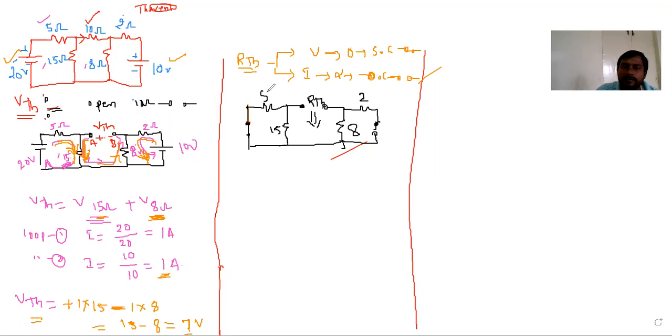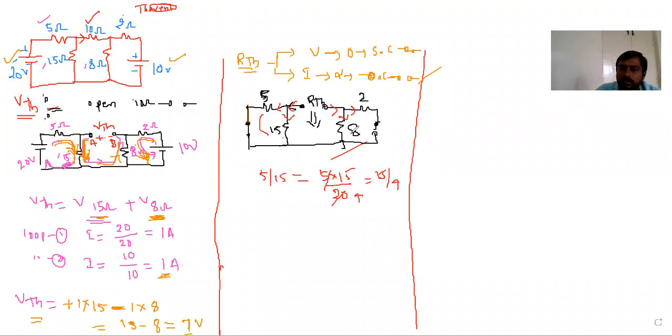This 5 ohms and 15 ohms are parallel, because if we take any current path, the current will be divided. In this direction also, if you take a current path, these two will divide, so 15 and 5 are parallel. That equivalent is 5 into 15 by 15 plus 5, which is 15 by 4. Sorry, this is the combination of these two.